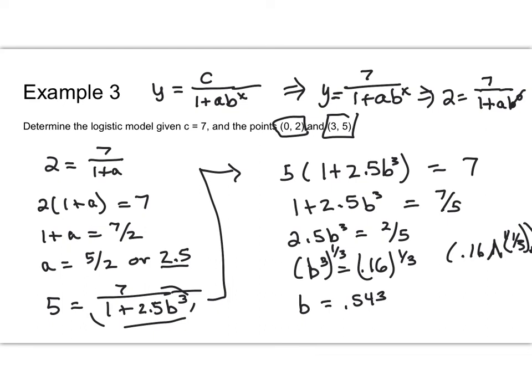So my final answer is going to be y equals, or f of x, whatever, 7 divided by 1 plus 2.5, that's for my a value, and 0.543 for my b value, to the x. And that's it. Now I have some practice for you to try.